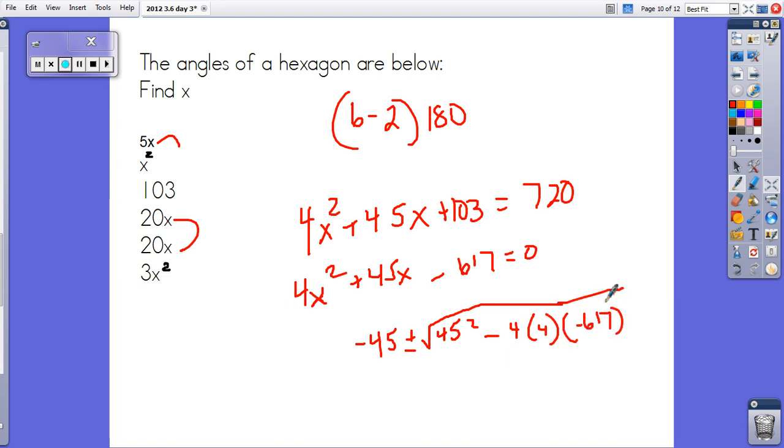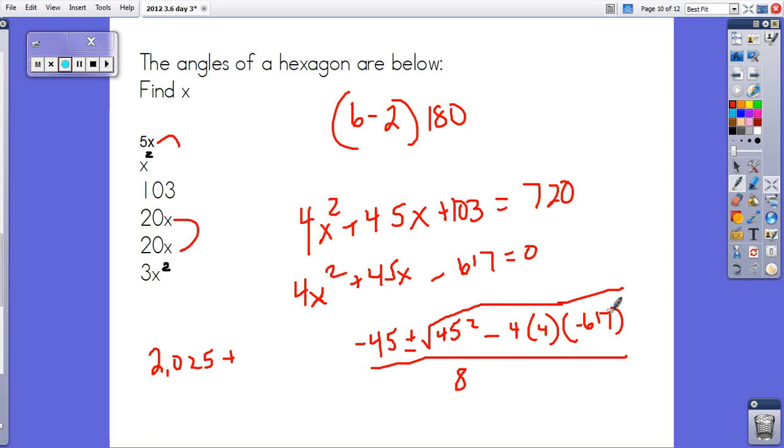And I could already see that's going to work out because a negative times a negative is going to equal a positive. Divided by 2a, so I'm just going to multiply 2 times 4 and make that 8. So a little bit of work that we have to do. So 45 squared is 2,025. So I'm going to do the inside of the square root over here. And I know it's going to end up being plus because negative 4 times 4 is negative 16.